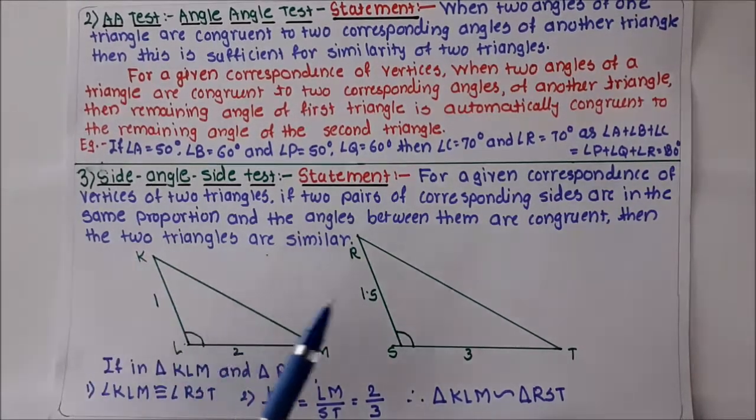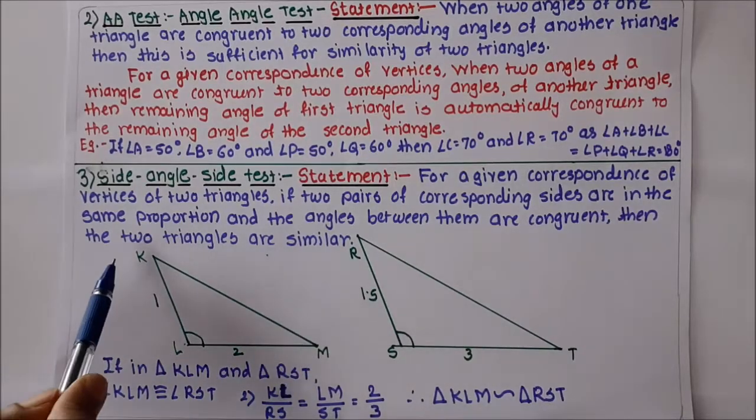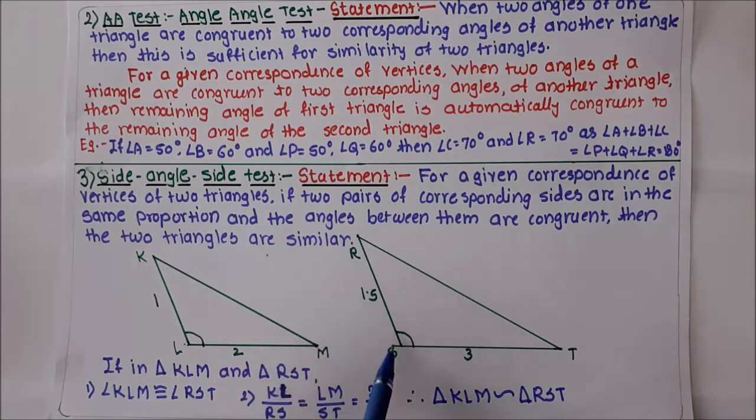Now here again I have taken two triangles. First triangle is triangle KLM and second is RST. Now in triangle KLM, this angle KLM is congruent with angle RST, means these both angles are same. Then the sides KL and LM are in proportion with RS and ST. This KL upon RS is equal to LM upon ST, that is 2 by 3. You can see their measures: KL is equal to 1, RS is equal to 1.5, LM is equal to 2 and ST is equal to 3. And because of this, triangle KLM is similar with triangle RST.